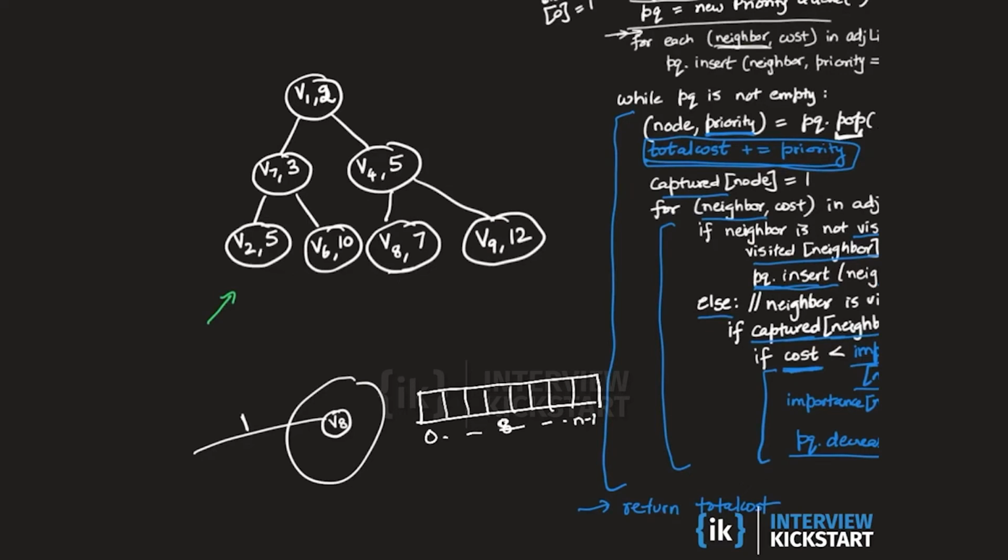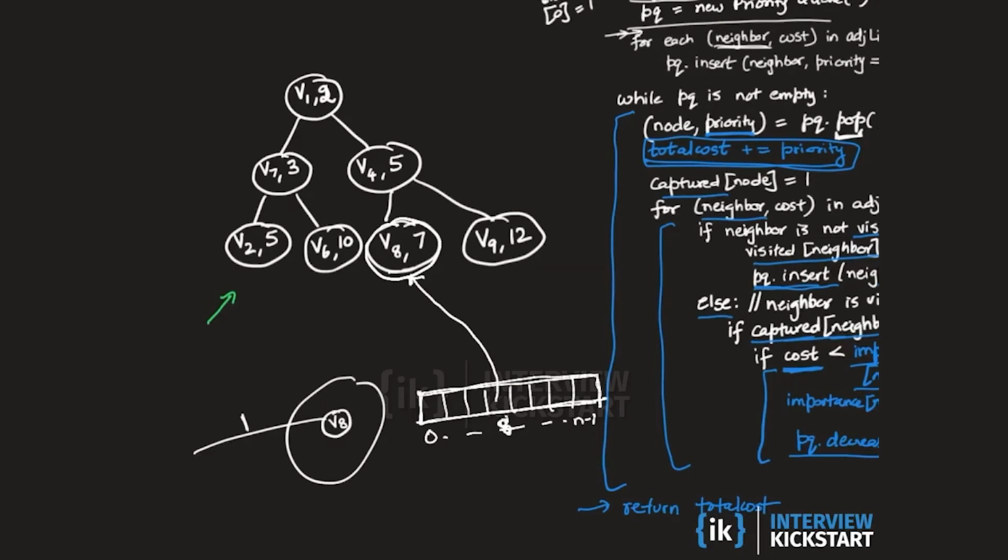So I have to go to index 8, locate a pointer to the current location of this vertex in the heap, and that's how I will be able to reach V8, because a heap doesn't allow me to search for V8. How do I get instant access to its current location in the heap? I need this auxiliary structure, kind of like a hash table or an array with pointers to the current location of each vertex in the priority queue.